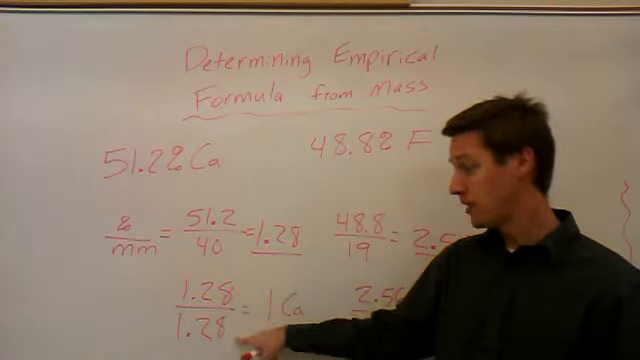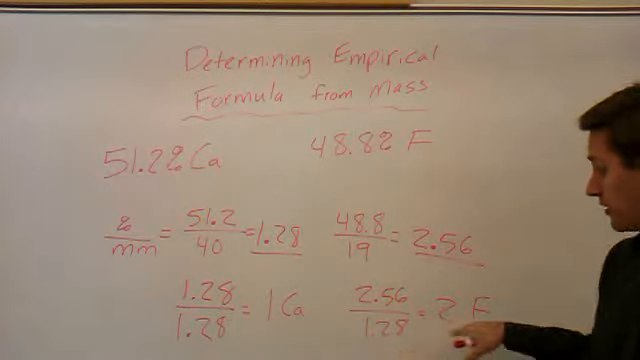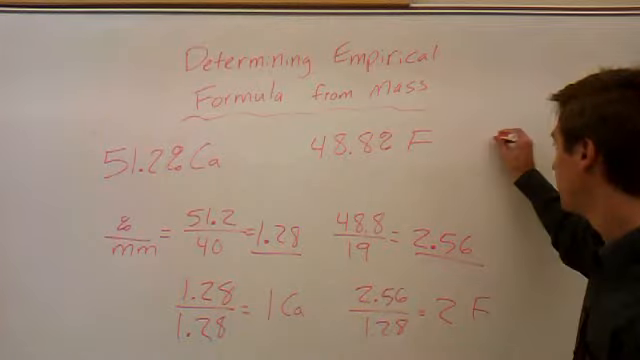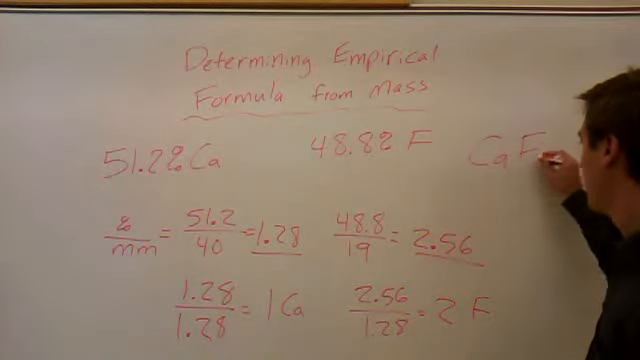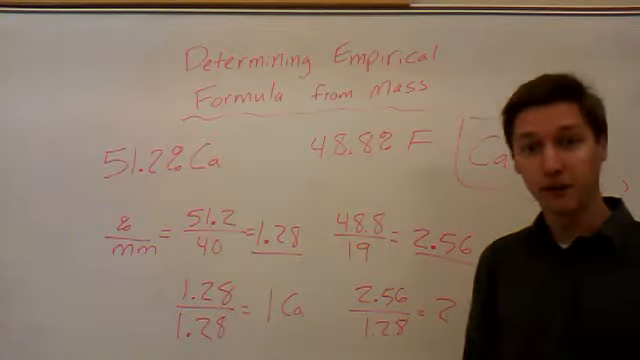So 1.28 divided by 1.28 is 1 calcium. 2.56 over 1.28 is 2 fluorines. So what's our ratio actually? It would be CaF2. Again, this would be the final answer for what is the empirical formula.